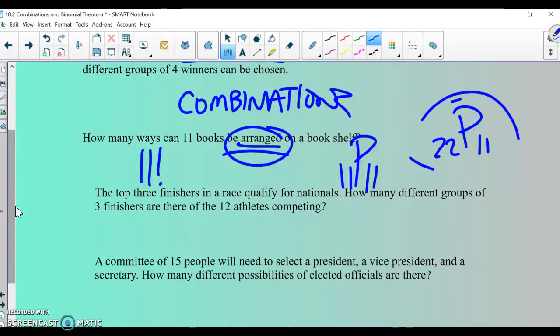How many different groups of 3 students are there? It doesn't matter if it's A, B, C that are chosen, or if it's C, B, A that are chosen. It's the same group of 3. Order doesn't matter there, so it is combinations.